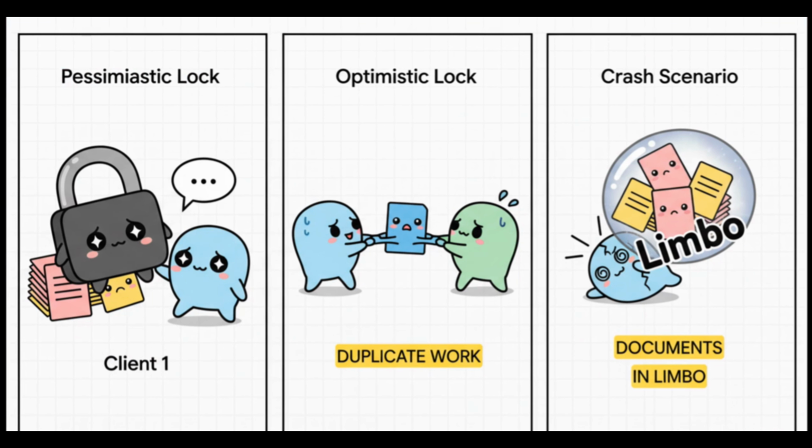This is the classic catch-22. If Client 1 puts a hard lock on those 6 documents, any other client that needs to even look at them might get stuck just waiting around. But if you don't lock them, Client 2 might accidentally grab the same documents and do the exact same expensive work. And even worse, what if Client 1 just crashes halfway through? Those documents could be trapped in limbo forever.